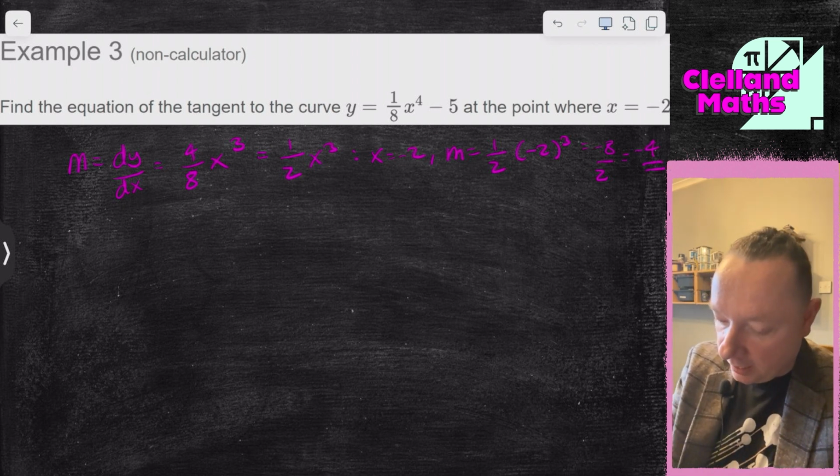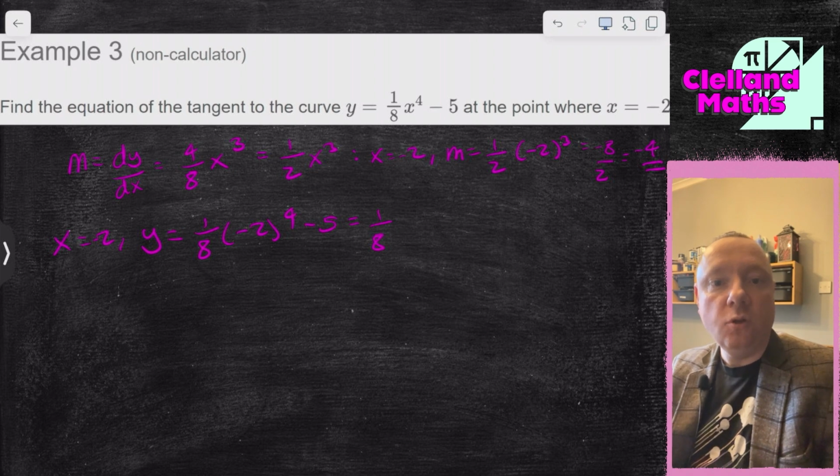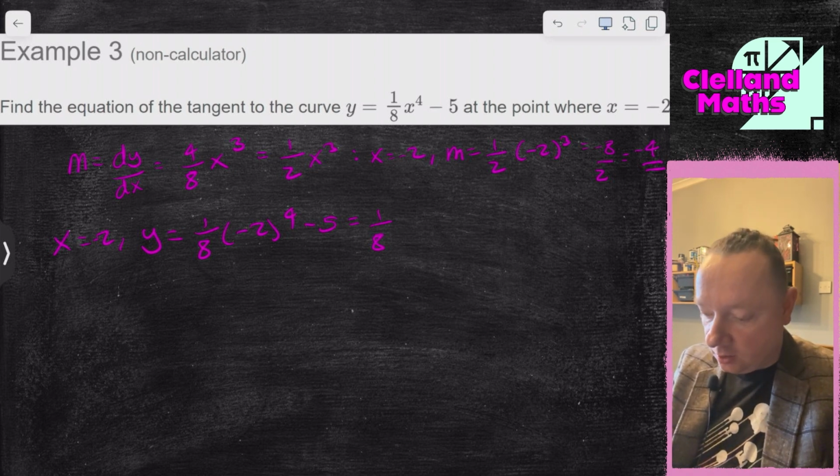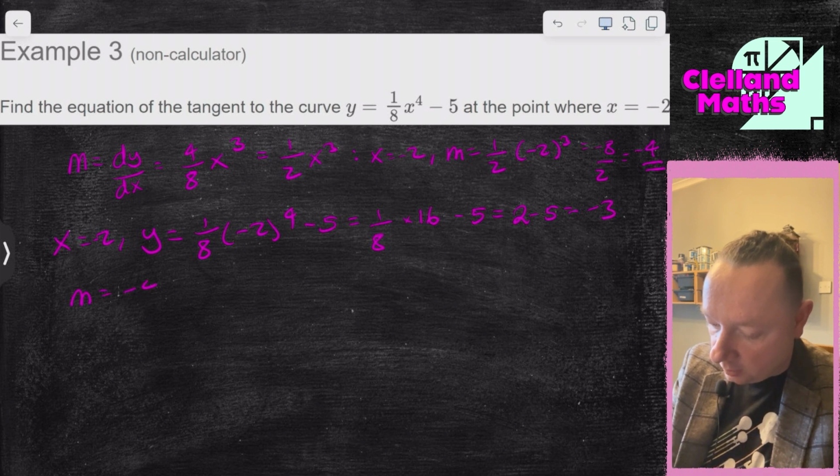So now I need a point. So when x equals minus 2, I need y equaling 1/8 of minus 2 to the 4, take away 5. Well, that's an eighth. 2 twos is 4 times 2 is 8 times 2 is 16. It's going to be positive because it's an even power. So an eighth of 16 minus 5. That's 2 take away 5, which is minus 3. So my gradient is minus 4, and my point is minus 2, minus 3.